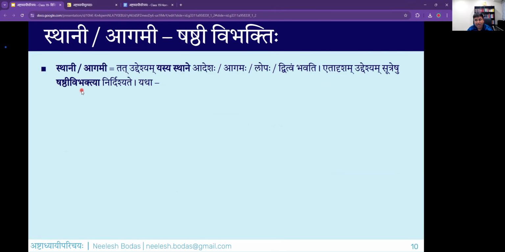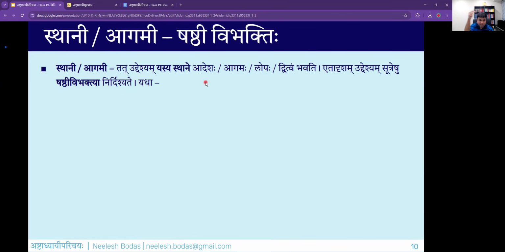So let's take some examples. Sthani or the agami. What is sthani or the agami? It is an uddeshya. So tat uddeshyam yasya sthane no chet yena sah agamaha adeshaha lopaha dvitvam bhavati. That sthani is indicated by shashti vibhakti. Please understand, pratyaya is not sthane. Pratyaya is afterwards.